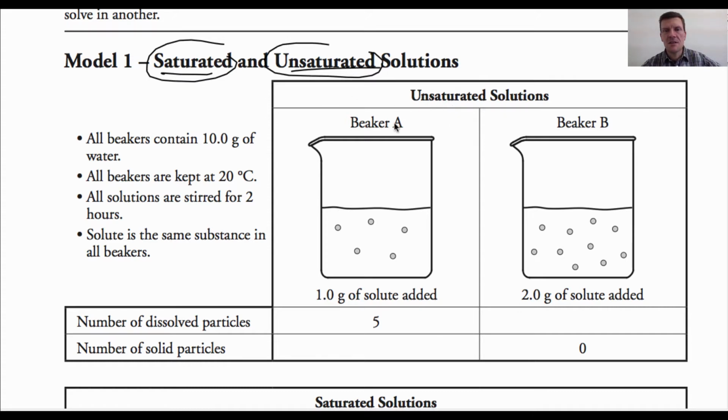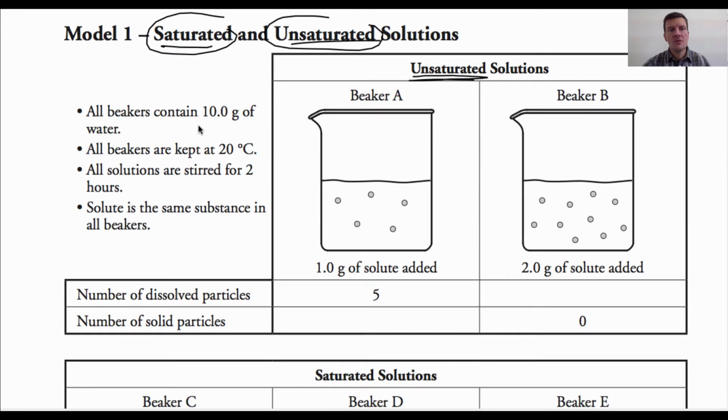Beakers A and B, we are told, are both unsaturated, and we're just going to use our scientific skills and make some observations with beaker A and beaker B. Notice here it says that all beakers contain 10 grams of water. Same amount of water. All beakers are at the same temperature. All solutions are stirred for 2 hours. And the solute is the same substance in all beakers, so you've dissolved the same thing in there. The only difference is you've got 1 gram of the solute in beaker A, 2 grams of the solute in beaker B.